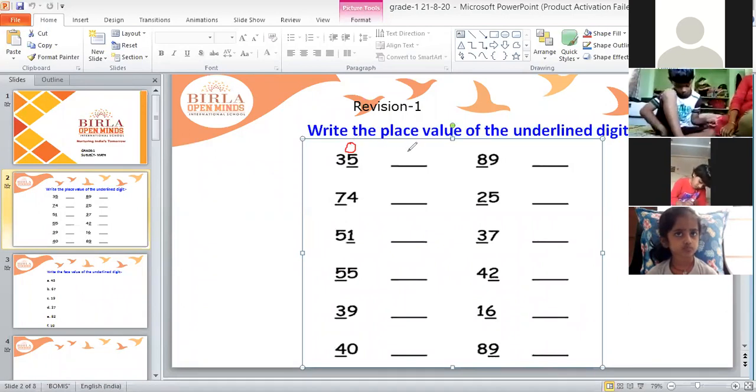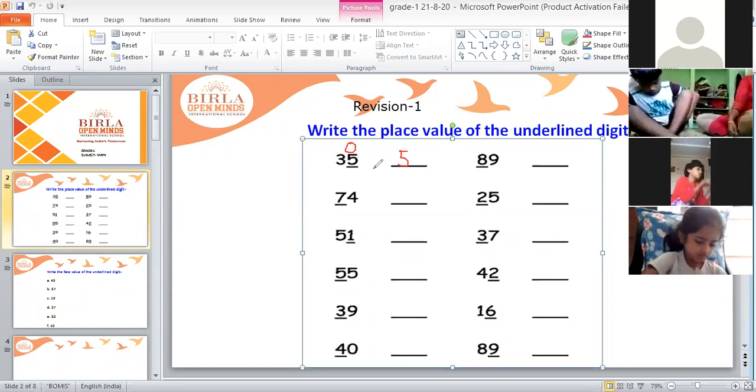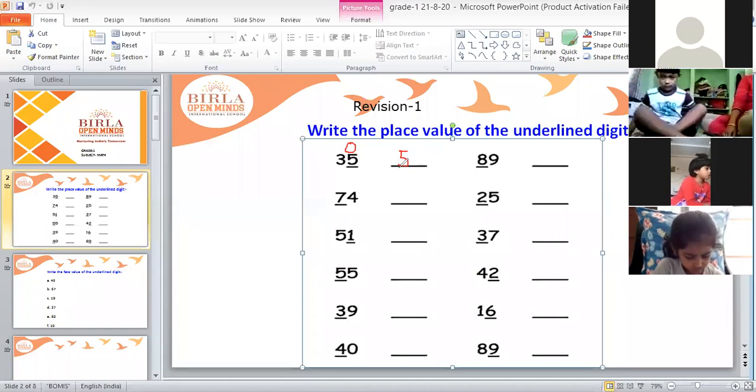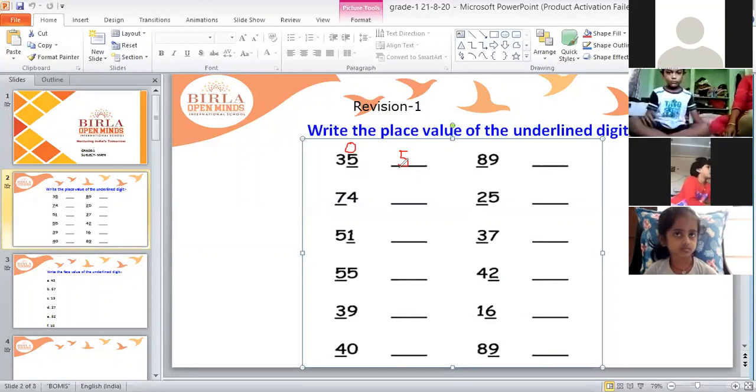So we will write this 5 as it is. We will not put any 0 after this 5, because in ones there is no 0. So the place value of the underlined digit is 5 here. In number 35, the place value of 5 will be 5.